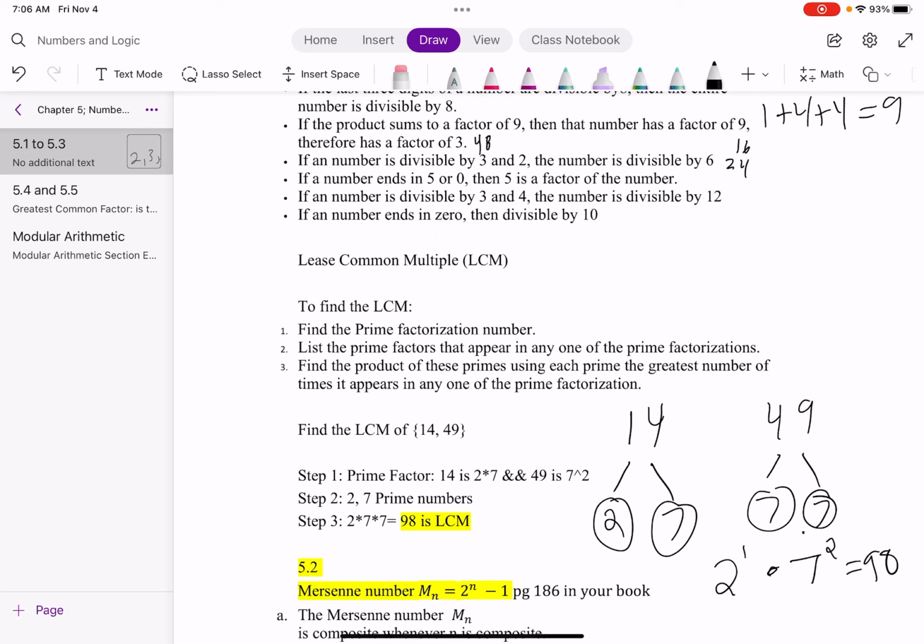If I multiply 14 and 49 together, I will find a number that they can go into, but it won't be the first number. That's what least common multiple is.